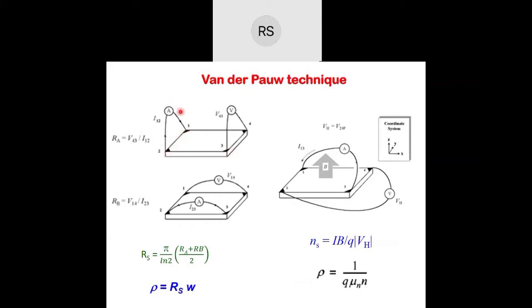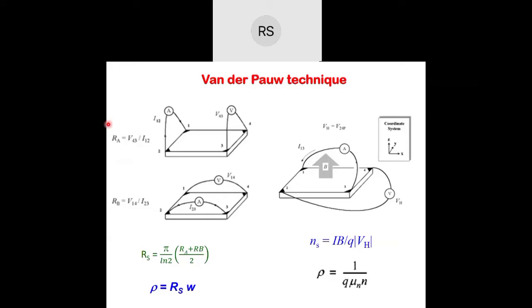First you pass the current through 1, 2 and measure the voltage across 3, 4. Then you switch: you pass the current through 2, 3 and measure the voltage across 1 and 4. You can reverse the current direction, measure the voltage and take its magnitude. You can do more switchings also, not just RA, RB, you can do 2 more configurations, and then take the average.